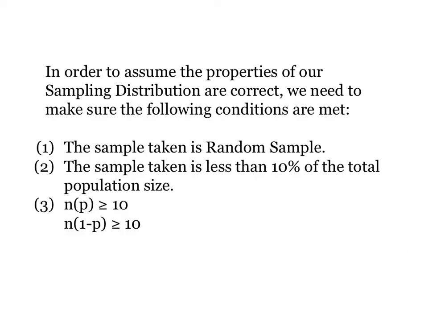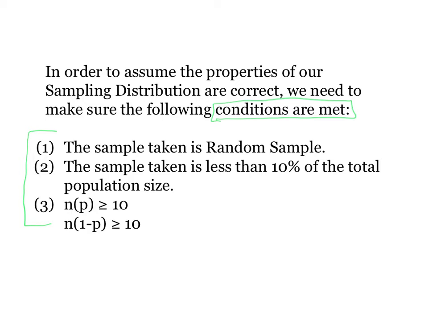In order to assume the properties of our sampling distribution are correct, those three things we just talked about, that the mean of all our samples should be the population parameter, and the standard deviation of all our samples should be the square root of p times 1 minus p over n, and it should be approximately normal, these three conditions must be met in order for those three things to be true. So these are conditions, and we need to check these. We have to run through this list and explain how we know that they are true, because once those are true, then everything we learned on the previous two slides comes into play.